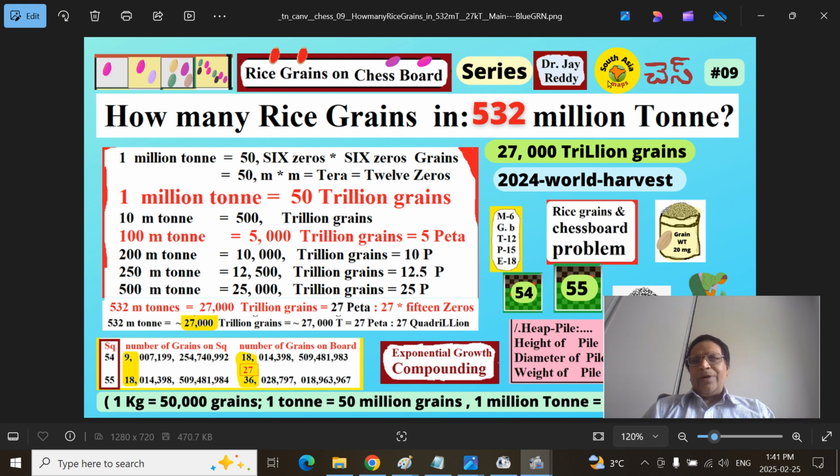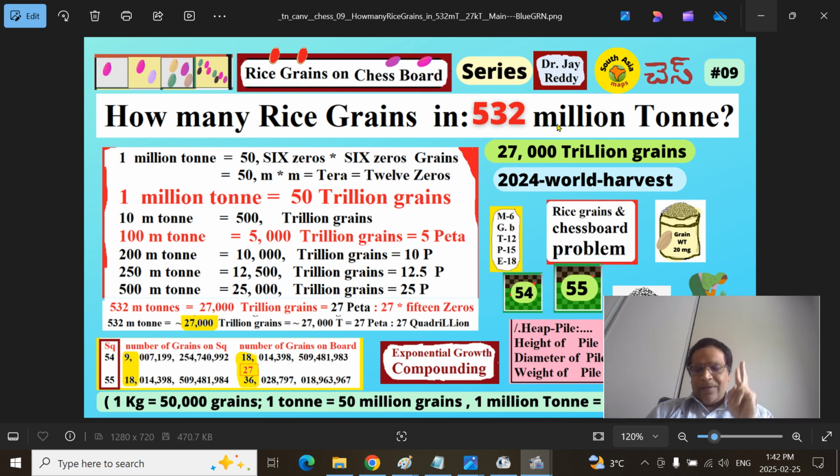We are continuing our fascinating rice grains on chessboard, or wheat grains on chessboard, almost the same. Enigma, riddle, and intuitiveness, lack of intuitiveness. This series, this is part 9. The title of today's discussion is how many rice grains you can fit in 532 million tons of weightage.